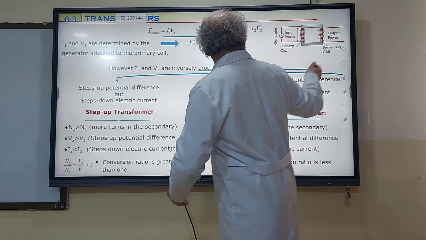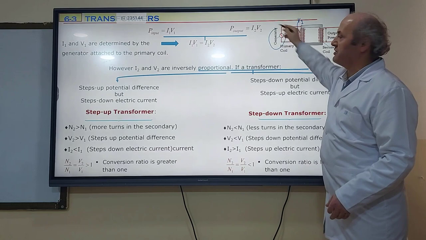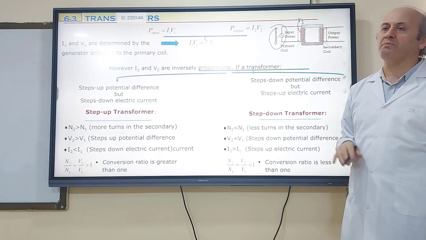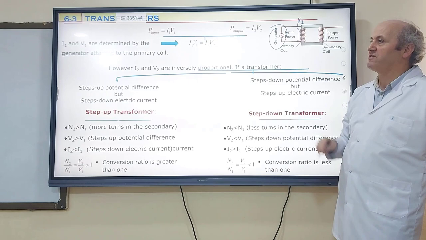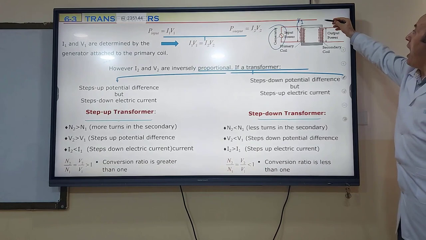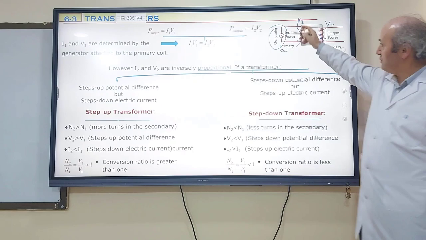The input potential difference of a transformer, V1, is determined by the generator. It's connected to a generator. For example, in your house, what is the input potential difference when you plug in a charger? 220 volts, effective. This doesn't change. You cannot change the input potential difference. It depends on the generator's potential difference or your house's effective potential difference. But we can change the output potential difference or output current. Input power depends on the generator. The output can be changed.